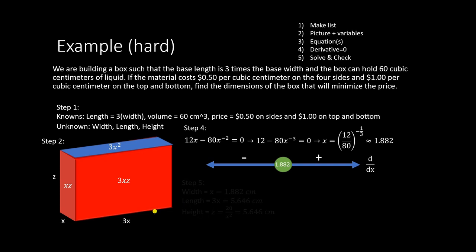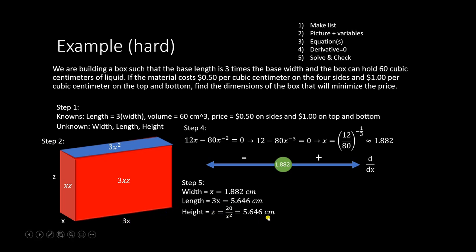Now let's find out the rest of the dimensions. From before, we said that z equals 20 over x squared. So if you plug in 1.882 for x, we get z, which is approximately 5.646. Make sure this is stored in your calculator too. So to get the minimum price, the width must be 1.882 centimeters, the length must be 3 times the width, which is 5.646 centimeters, and the height is also 5.646 centimeters. Those are the dimensions that will minimize the price, and we are done with the problem.